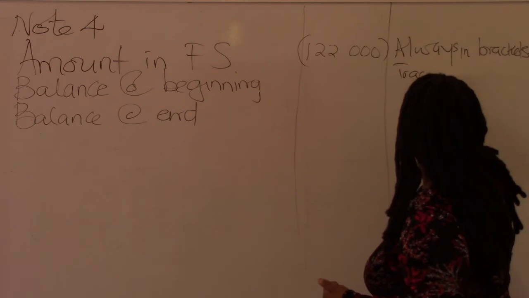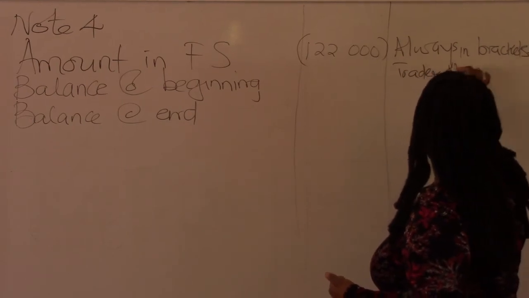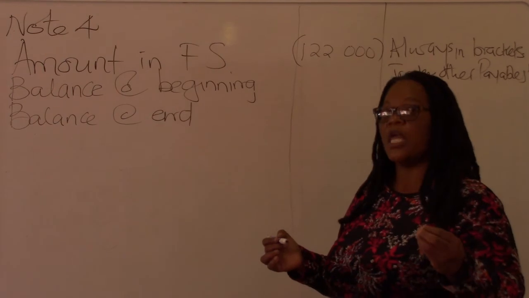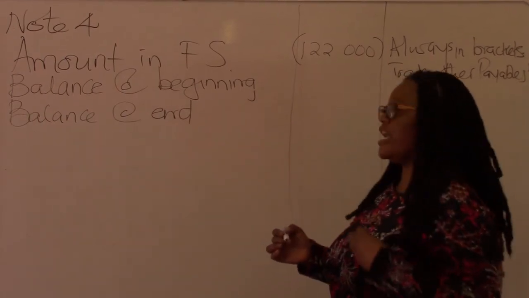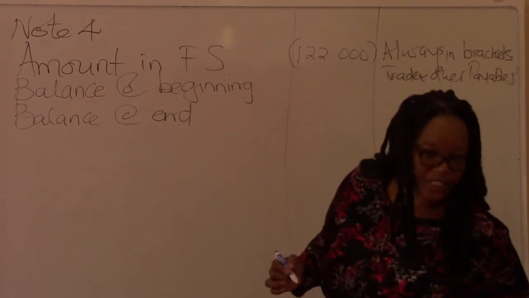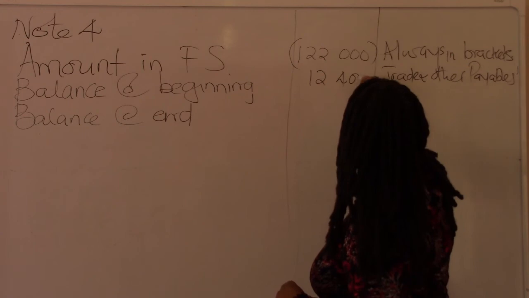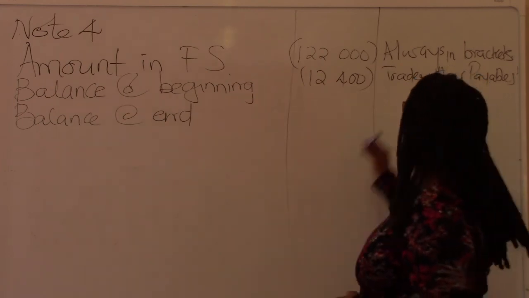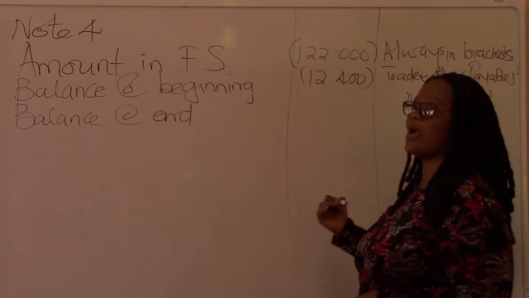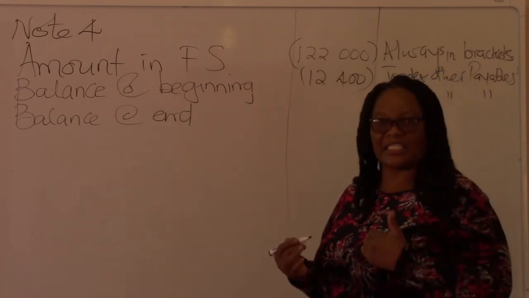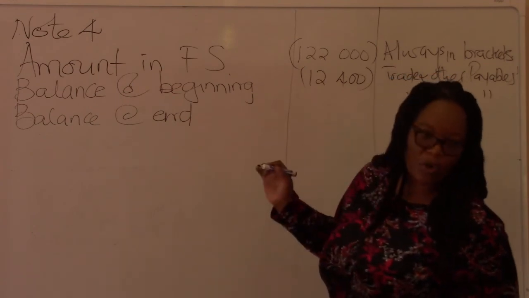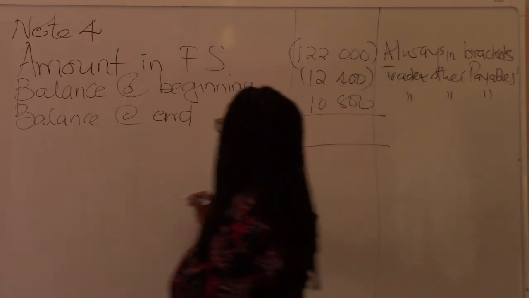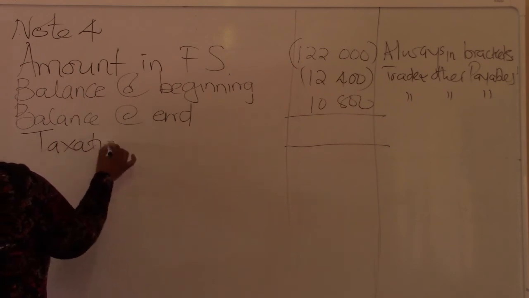If it appears under trade and other payables, it means we owe SARS. So it is going to be paid eventually. Then it should appear as a negative. How much is it? 12,400, a negative there. And what is our balance at end? It is 10,800. Again, it appears under trade and other payables. It means we did not pay SARS this much. So it is going to be a positive, 10,800.